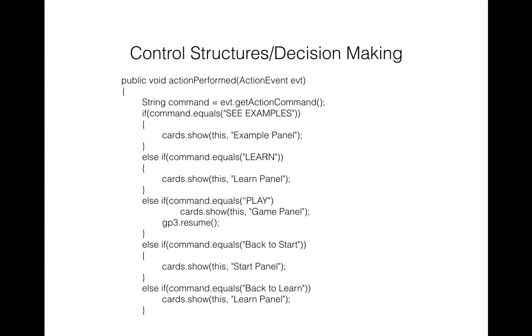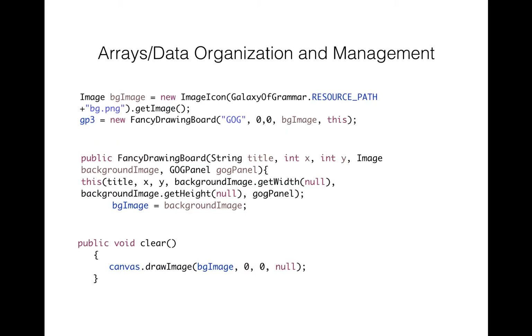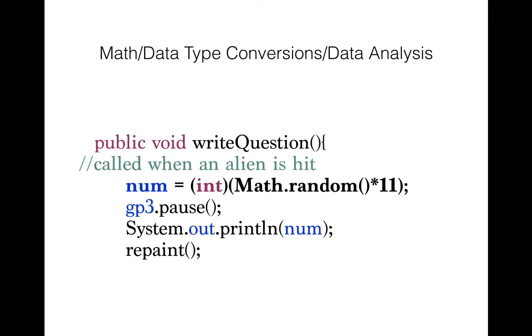So for the math, data type conversion, data analysis, this is in the write question method in the question generator class. This is called when an alien is hit, and the Math.random is cast as an int, and it is multiplied by 11, meaning a number is generated from 1 through 10, and this random number determines which question shows up, with an if-else statement to determine which question is brought up with the random number.